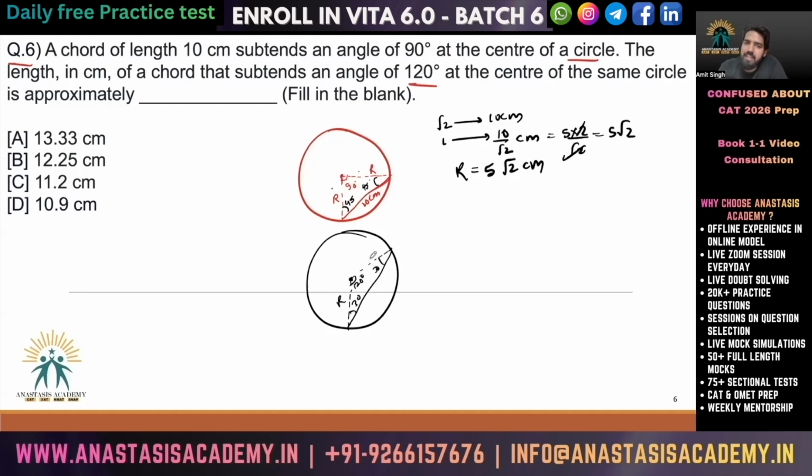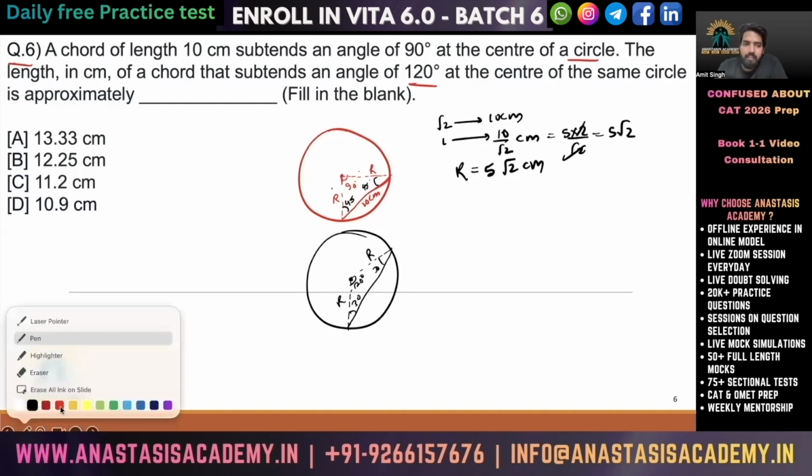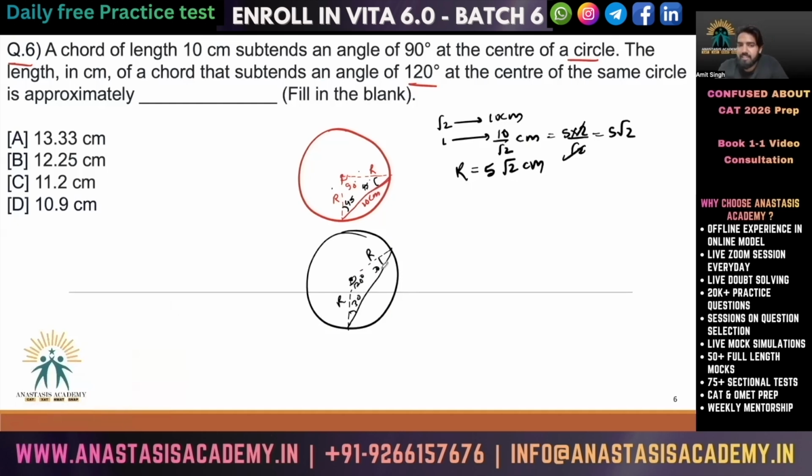And because these are radii, the ratio of sides of this triangle, that is 30, 30, 120, would be 1, 1, root 3, correct? So this side, that is the length of the required chord, will be equal to r root 3. Radius is already known, that is 5 root 2. So 5 root 2 into root 3 would be equal to 5 root 6, right? So in two steps, you just reach the answer.